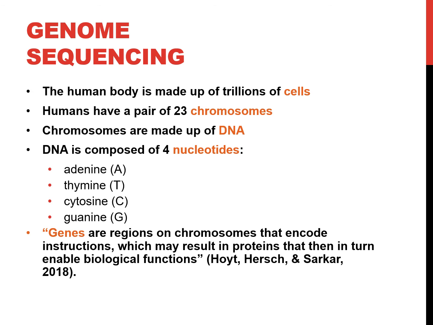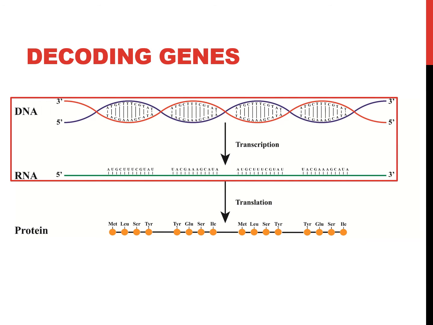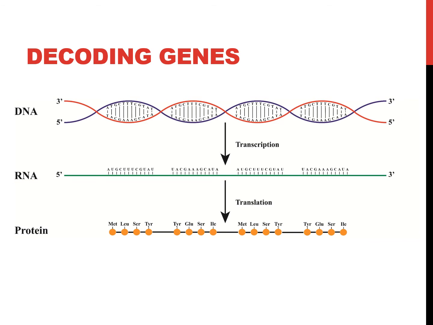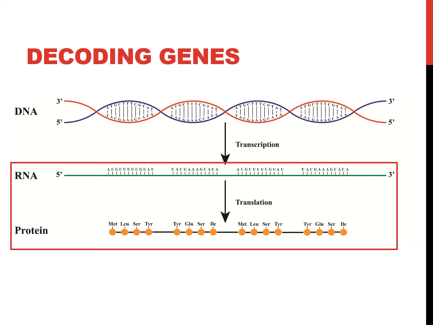When scientists say that they have sequenced the human genome, they're basically saying that they have figured out the order of all the A's, C's, T's, and G's in sequence. The process of decoding genes involves transcribing DNA into RNA, as outlined in the first section of this example here, then translating RNA into amino acids that form the building blocks for proteins, outlined in the second half of the example here. Again, proteins enable biological functions.